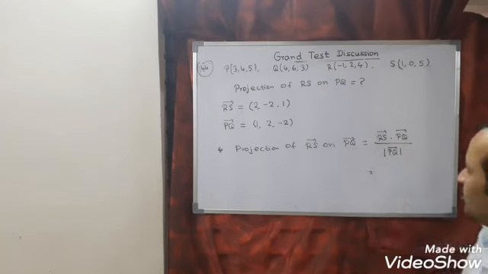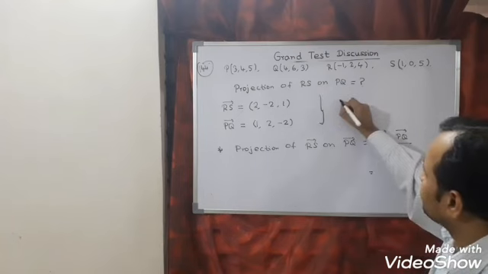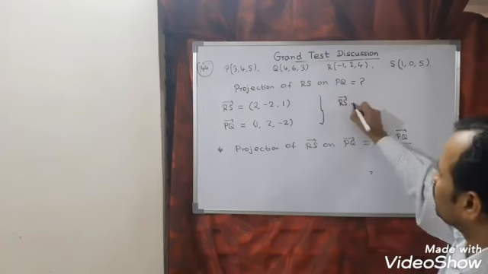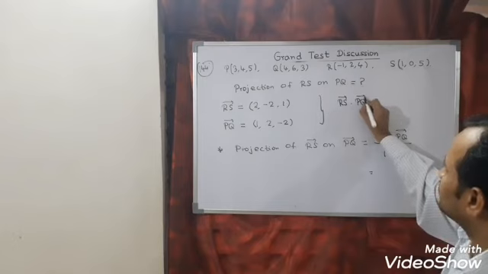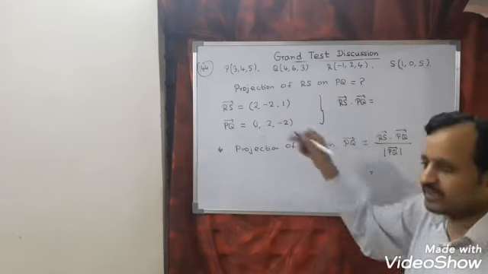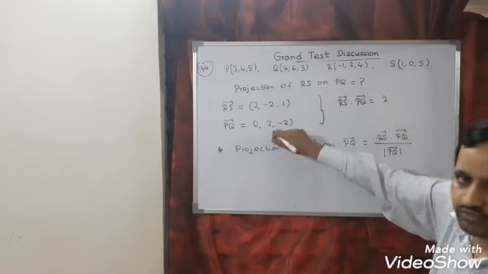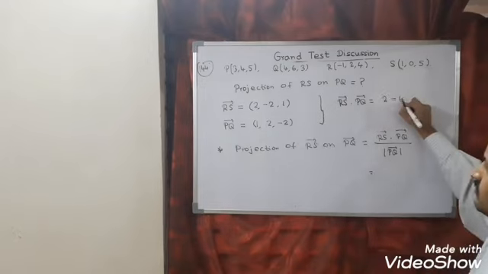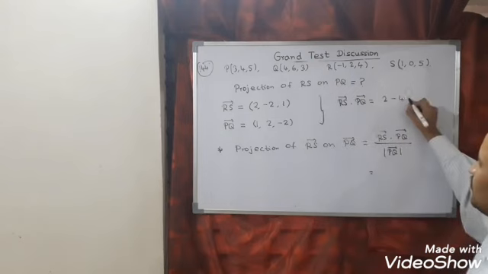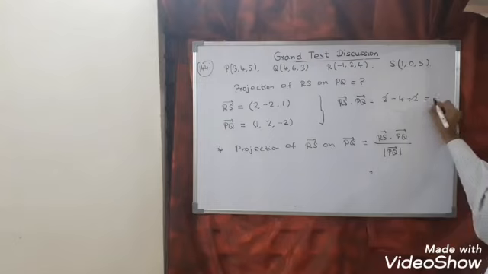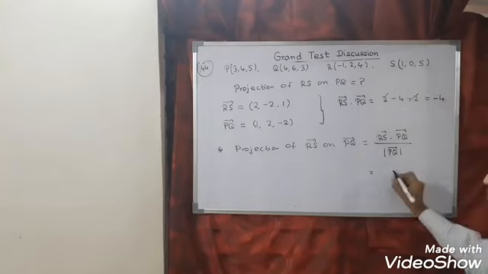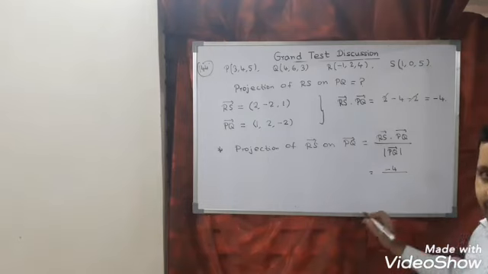So take the dot product. So from this we can say RS dot PQ is equal to, multiply corresponding elements: 2 into 1, 2 will come, minus 2 into 2, minus 4 will come, 1 into minus 2, minus 2 will come. So here 2 will get cancelled, you will get minus 4. So this we can write as minus 4 divided by magnitude of PQ.